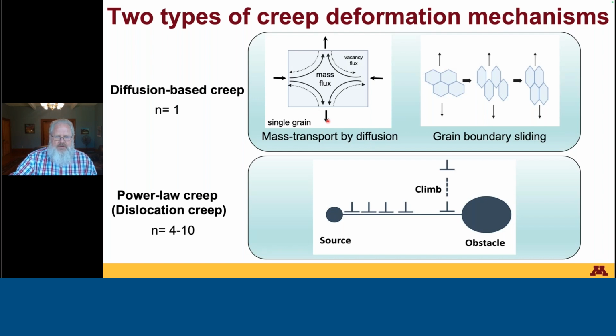If we pull on a material, we get a Poisson contraction in the horizontal direction. Our vacancy flux ends up resulting in mass flux towards our tensile axis. When we do that, we end up with a little bit of grain boundary sliding that has to be accommodated by dislocation motion. But the bulk of material that's moved in diffusion-based creep is by diffusion itself.